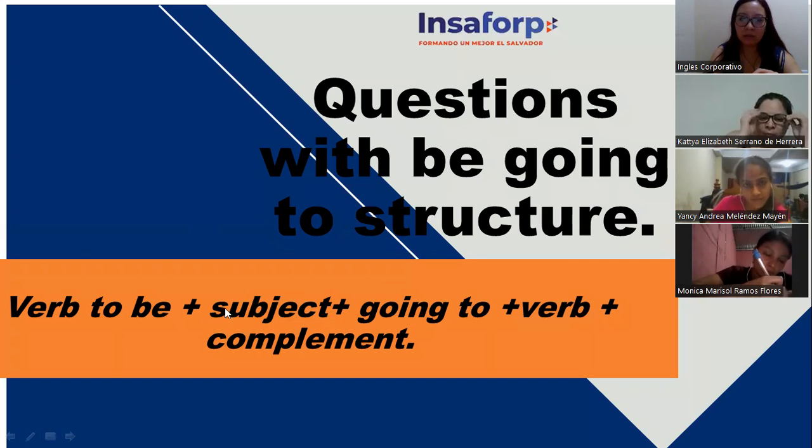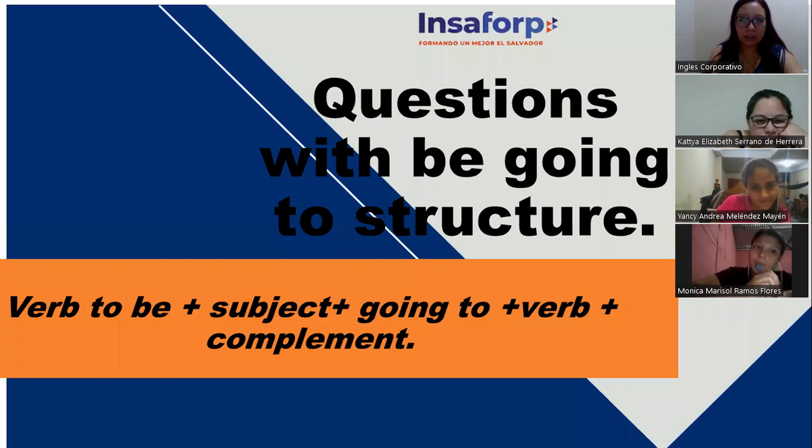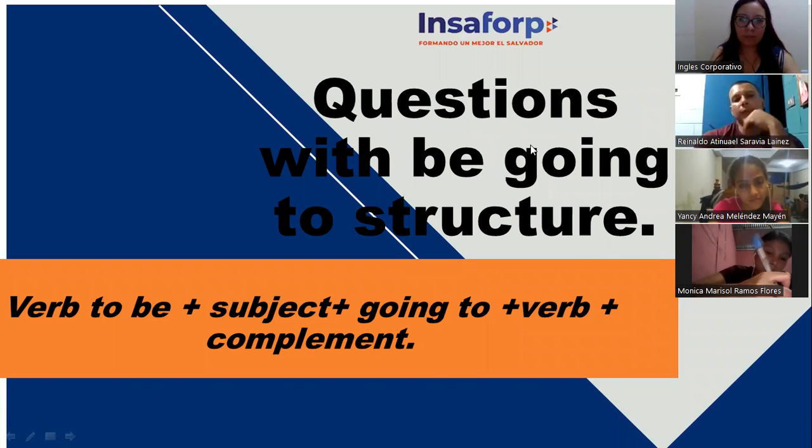Y acá tenemos la estructura, pero la vamos a ver más claramente. Acá está. ¿Quién me ayuda a leerla? La estructura que está acá. Veamos. We need one volunteer. Verb to be plus subject plus going to plus verb plus complement. Yes.